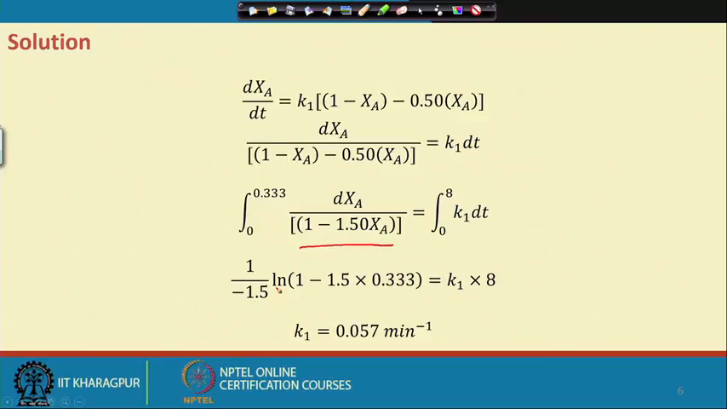Then, if you write in the log form, it is 1 minus 1.33, because the conversion at 8 minutes is 33.3%. So, we can write 0.333, and this is minus 1.5, and k1 value we can easily calculate. We can find out this is equal to 0.057 minutes inverse.